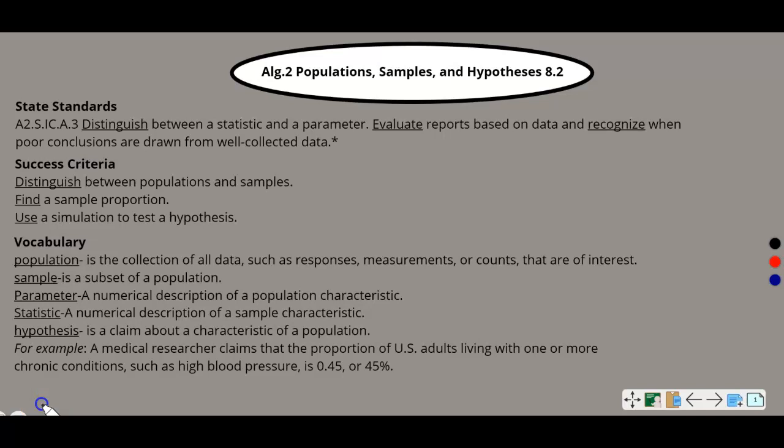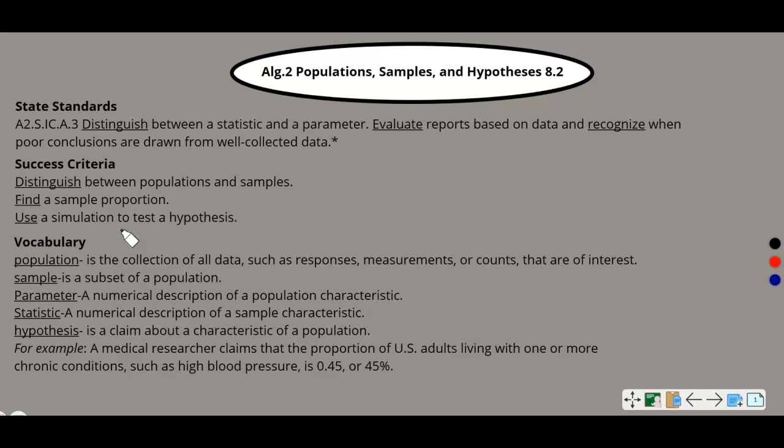Populations, samples, and hypotheses. All right, here's the state standard that goes with this lesson. To be successful, you need to be able to distinguish between populations and samples. You need to be able to find a sample proportion. You need to be able to use a simulation to test a hypothesis.